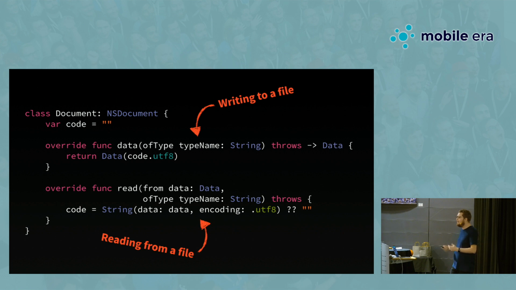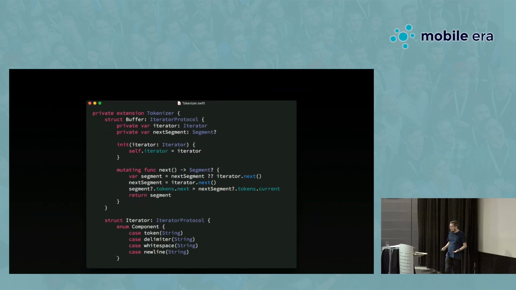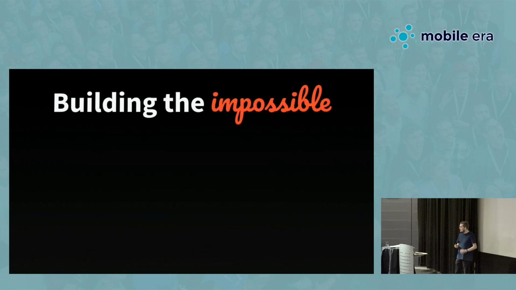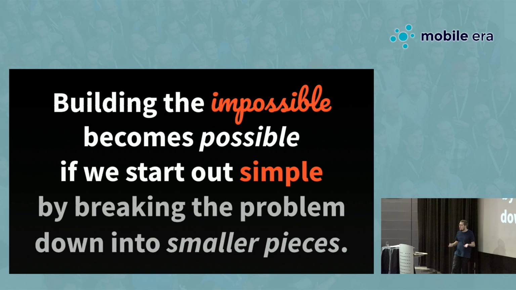We get open and save dialogues for free, we get versioning, we get all that kind of stuff just by using NSDocument. And just like that, we've built a simple but fully working editor for code. And I think that is pretty cool. So building the impossible really becomes possible if we start out simple and if we start breaking down our problems into smaller pieces. We might not be able to build a compiler for Swift, we might not be able to build the next Xcode, but we can start out simple and learn.